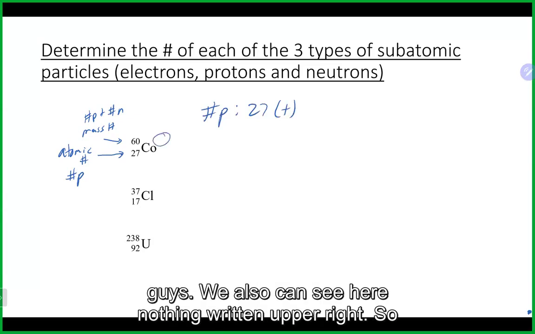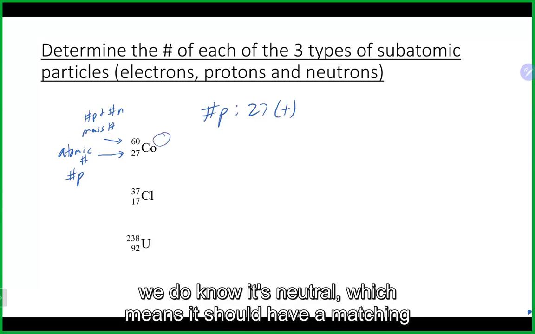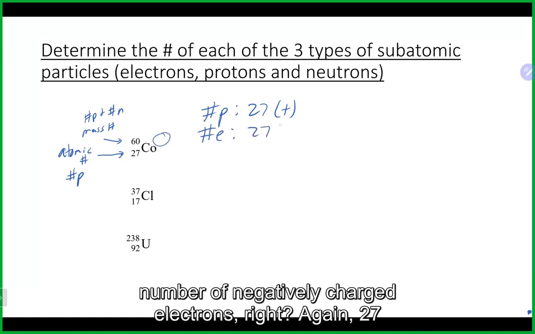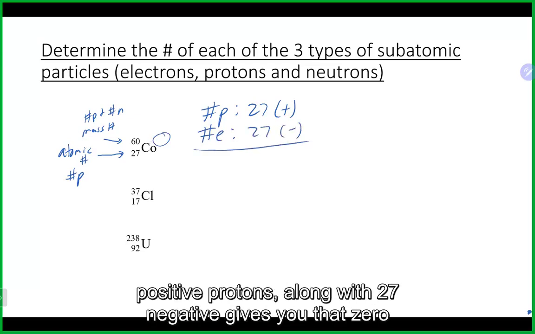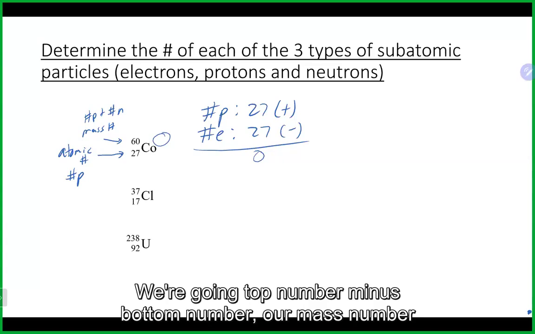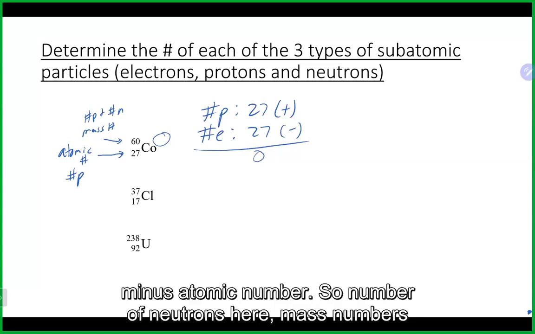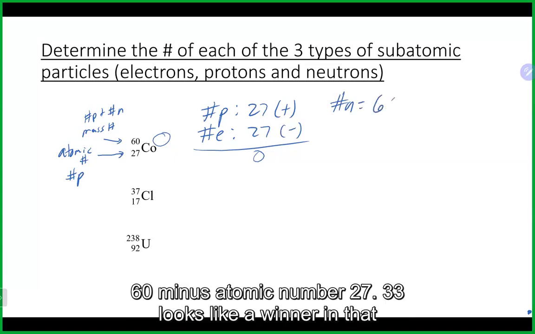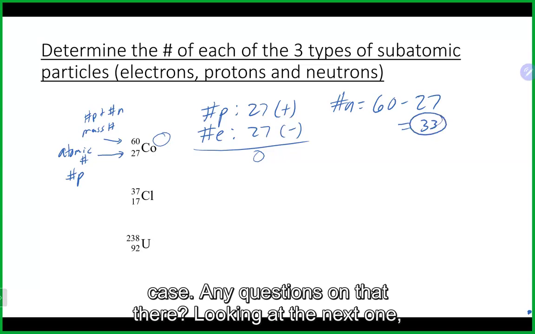So we know here it definitely has, in terms of protons, 27 positive guys. We also could see here nothing written upper right, so we do know it's neutral, which means it should have a matching number of negatively charged electrons, right? Again, 27 positive protons along with 27 negative gives you that zero charge or neutralness that is there. For our number of neutrons, we're going top number minus bottom number, our mass number minus atomic number. So number of neutrons here, mass number 60 minus atomic number 27, 33 looks like a winner in that case. Any questions on that there?